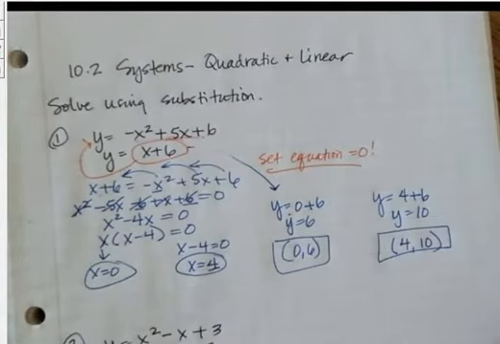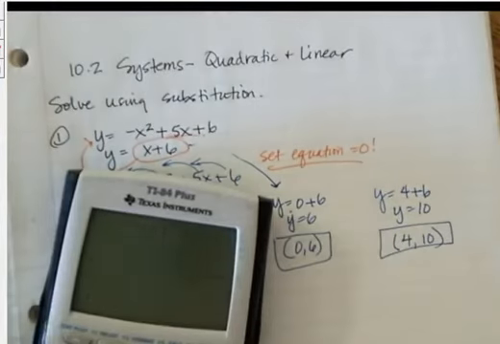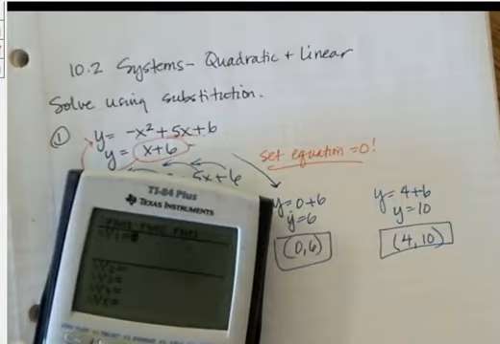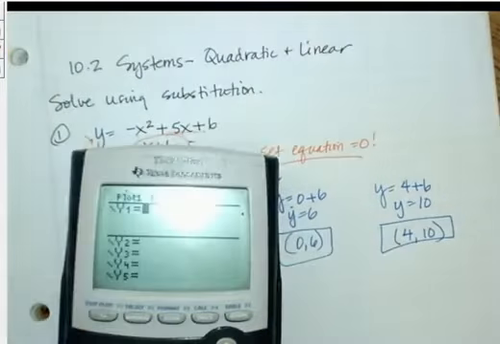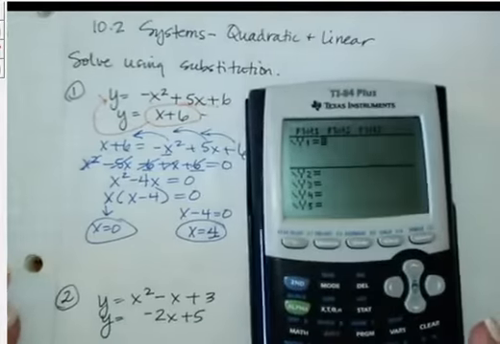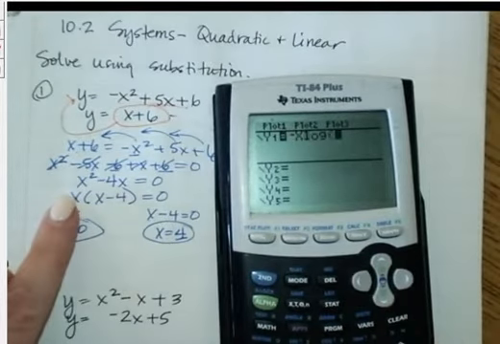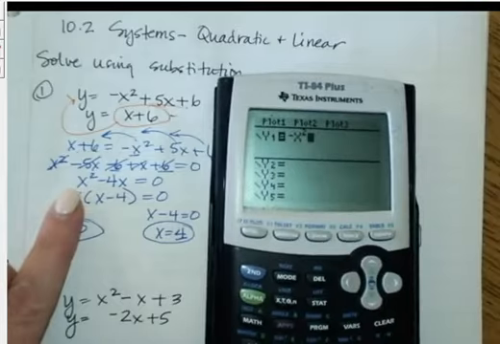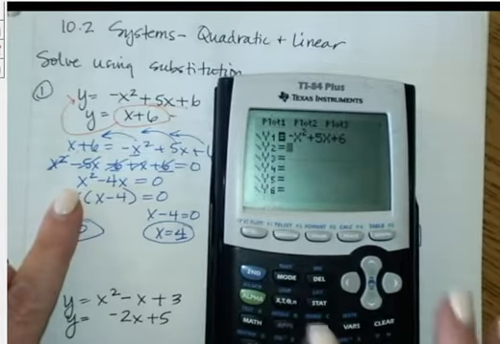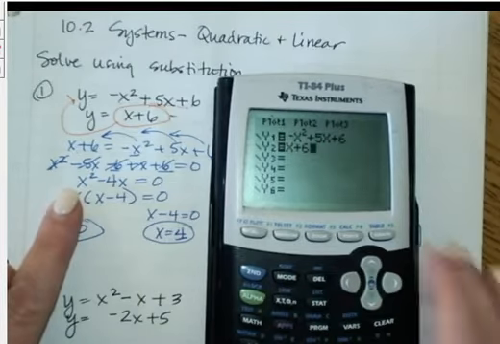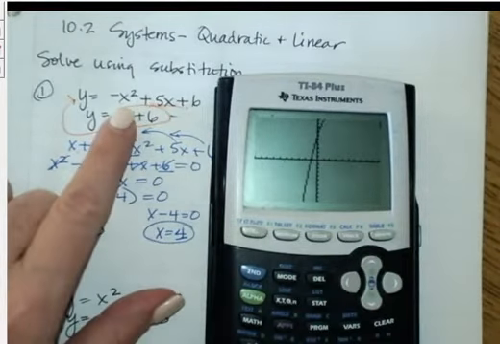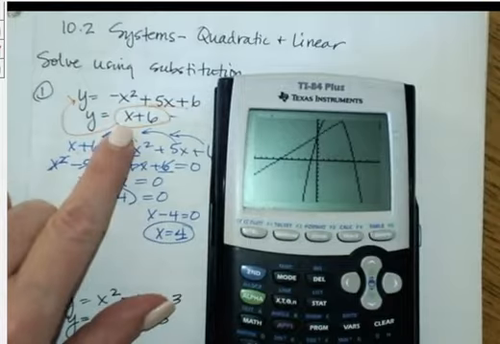Now, how am I going to check this in my calculator? Well, you can easily check it by looking at your intersections of the graph. So if you go to your y equals, I'm going to type in both equations as they are. So I have negative x squared plus 5x plus 6, and then I go to y2 and I'm going to put in x plus 6. When I graph it, I know this is a quadratic, it's a parabola, and this is a straight line. So it's going to cross in two places.